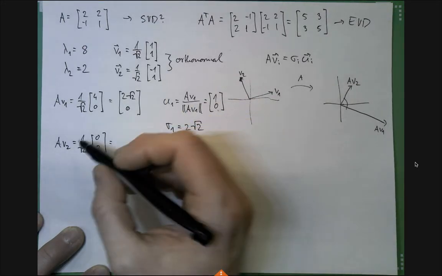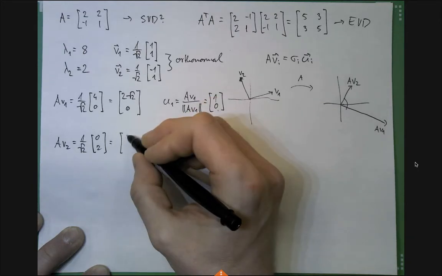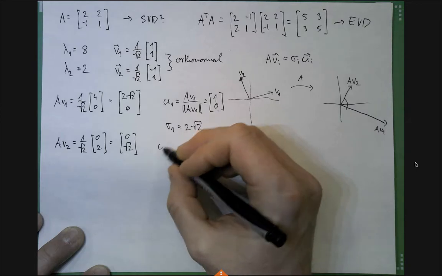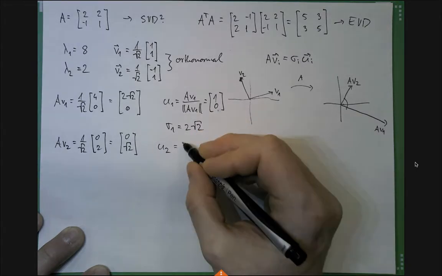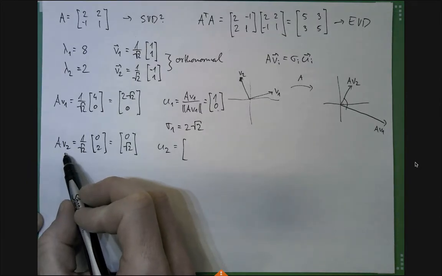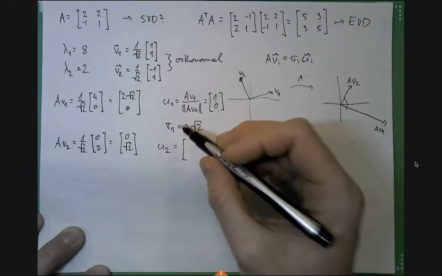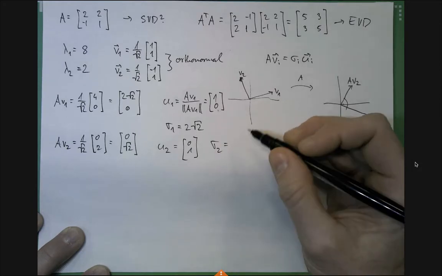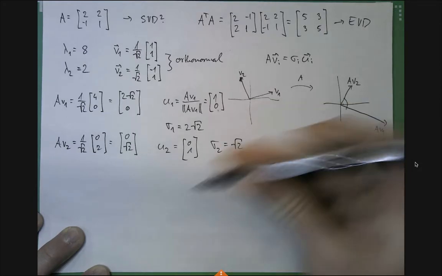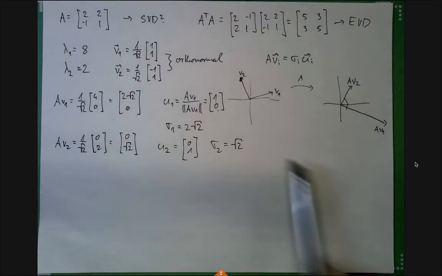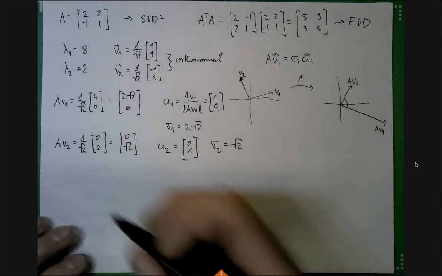So this is 1 over square root of 2, so this ends up being just a square root of 2, right? So if I again normalize it, how much is going to be U2? So again, U2 is a normalized version of AV2. That's 0, 1, and sigma 2 is, of course, square root of 2. That's the scale I need here, okay? So now I can write down explicitly the SVD of A.